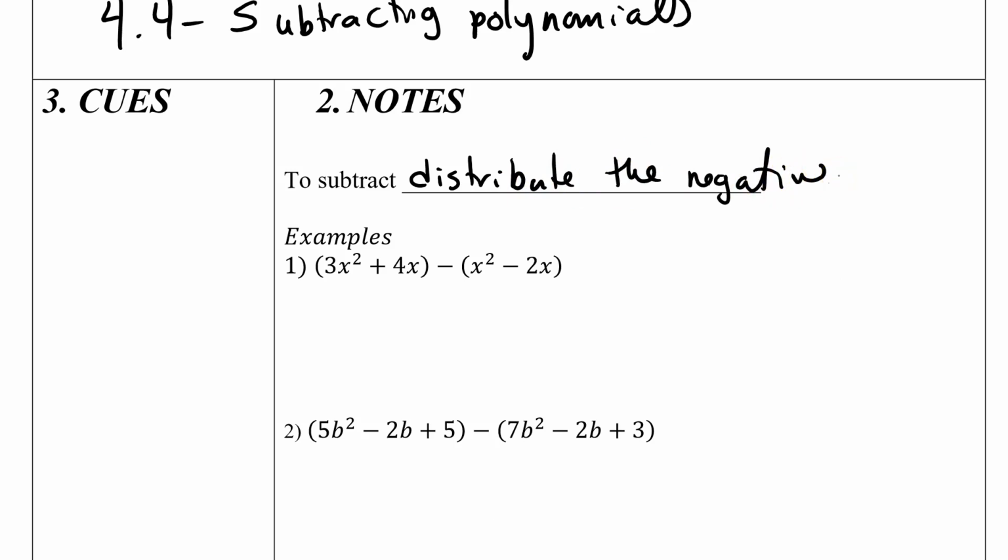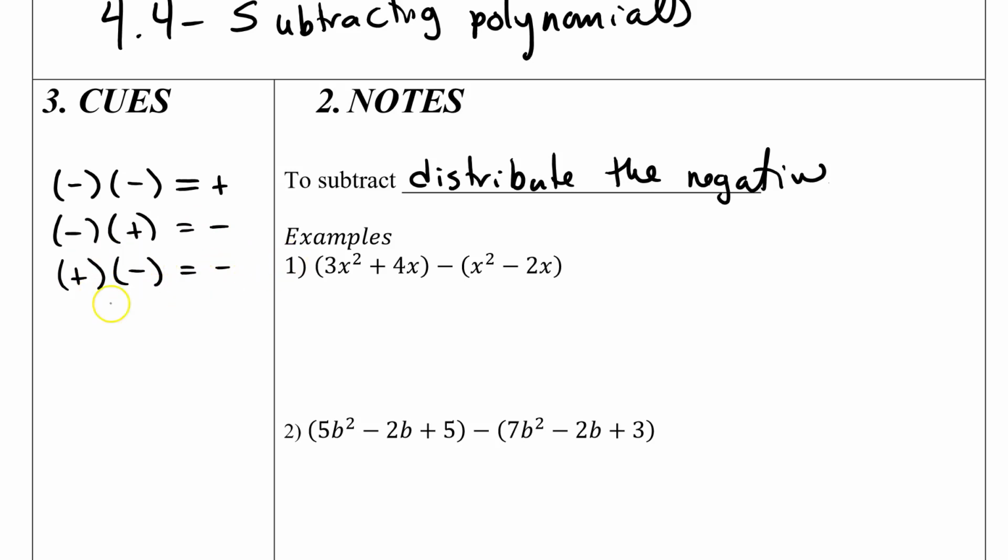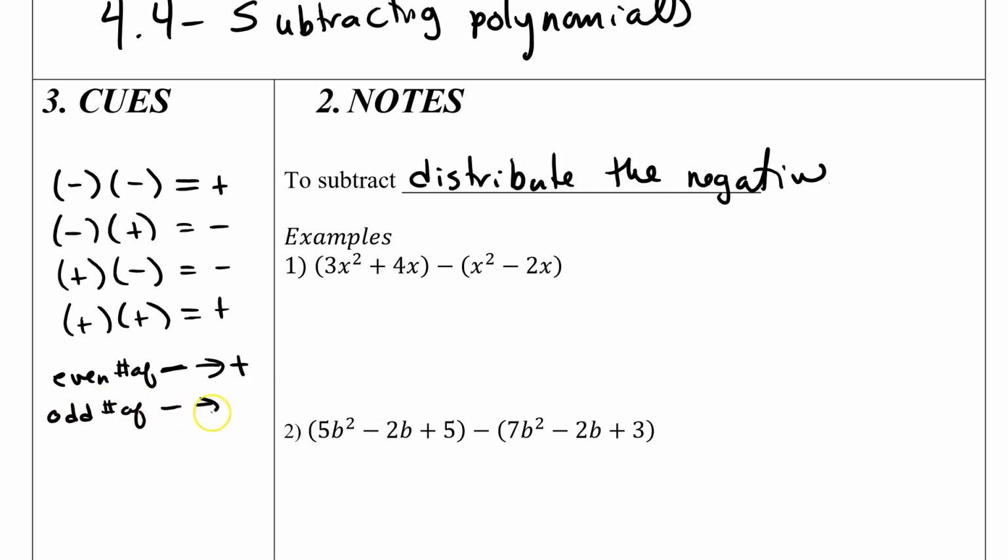So just before we distribute the negative, I just want to remind you of a few things. If we multiply a negative by a negative, that's always going to be a positive. When we multiply a negative by a positive, we get a negative. When we multiply or divide, really, a positive by a negative, we get another negative. And if there are two positives, that is also a positive. So even number of negatives, it's always going to be positive. Okay? Odd number of negatives, that's always going to be negative. So if you have 3 negatives, that's going to be negative.